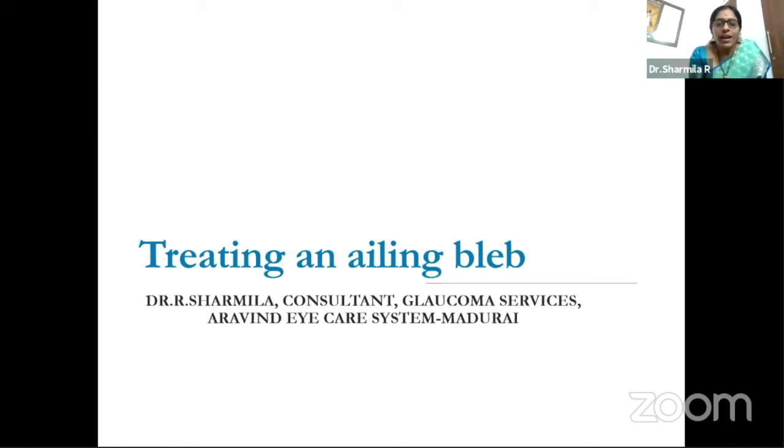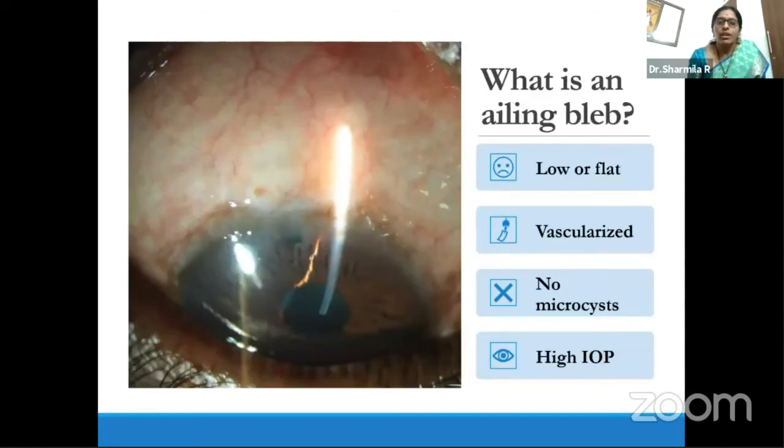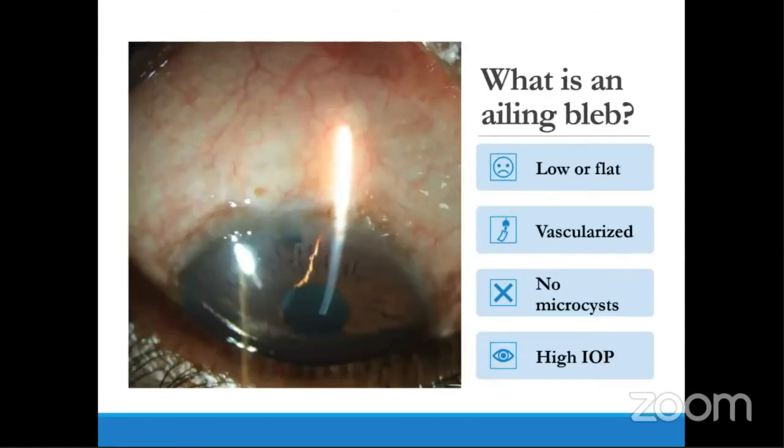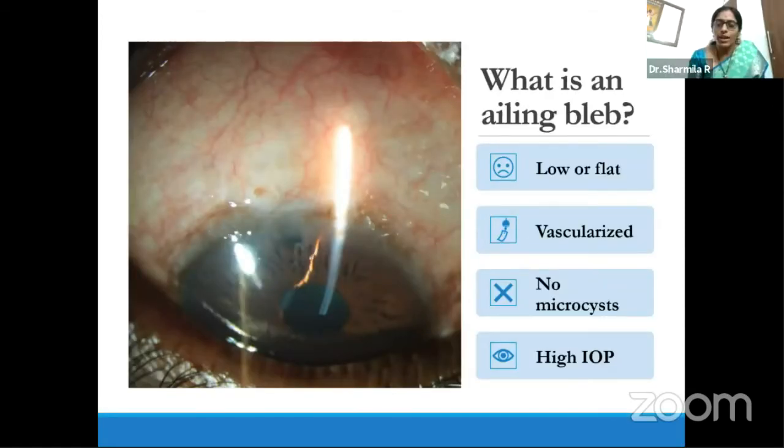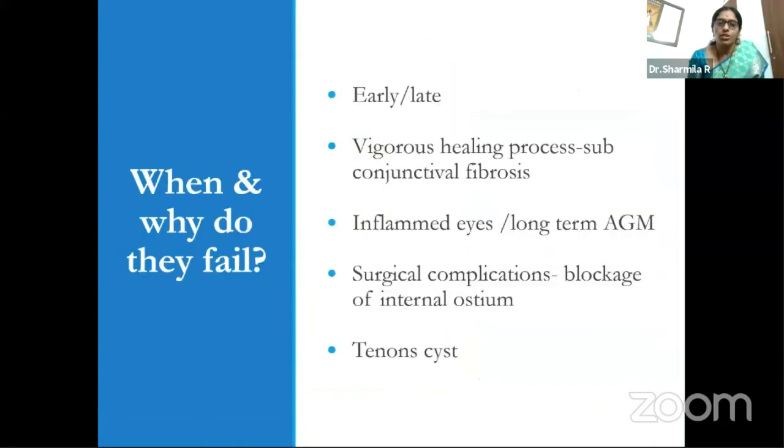So I think I'm going to be overlapping most of what Dr. Pata has already discussed. I'll try to skip all those which he has already covered and just do the part which is not covered. Anyway, the topic given to me is treating an ailing bleb. So we all know what an ailing bleb is: a flat bleb, which is vascularized, there's no microcyst, and there is a high intraocular pressure.